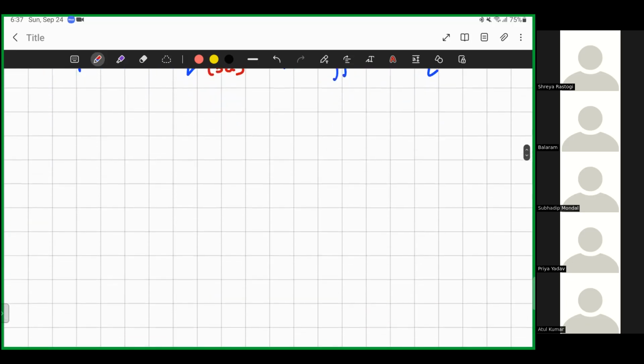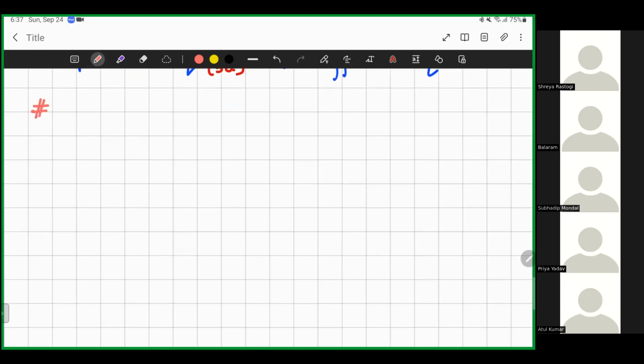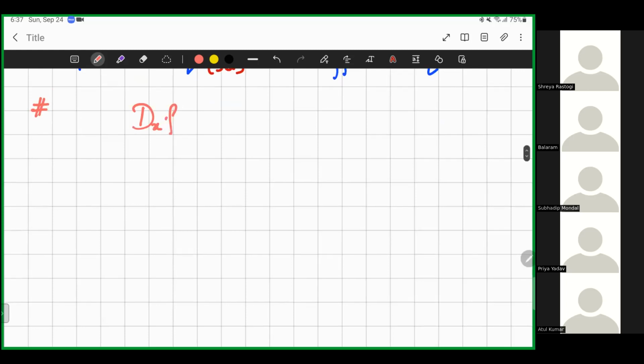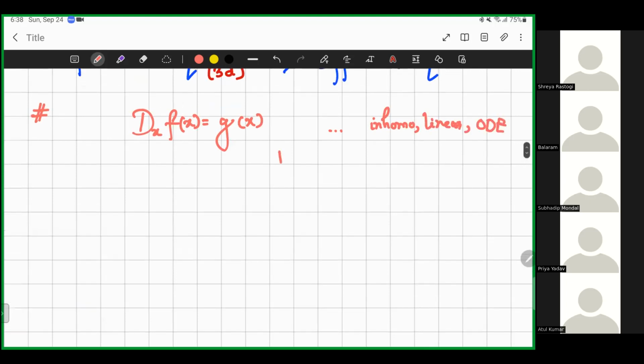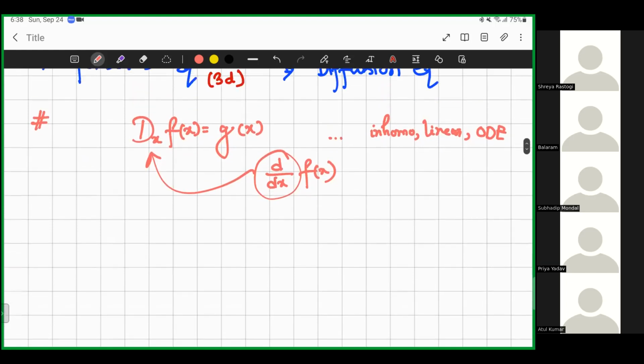Okay, so let me introduce the basic form of the Green's function. What is the Green's function? Let me take any differential equation. This is basically an inhomogeneous, linear, ordinary differential equation. We can think of it like this: d/dx of f(x), like D_x is these things. We can write in general D_x f(x) equals g(x). So this is an ordinary differential equation.